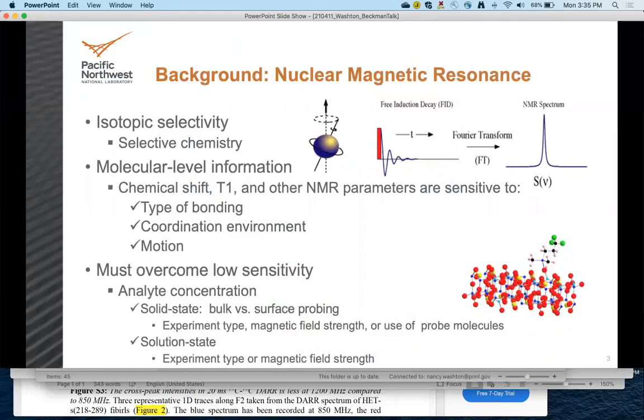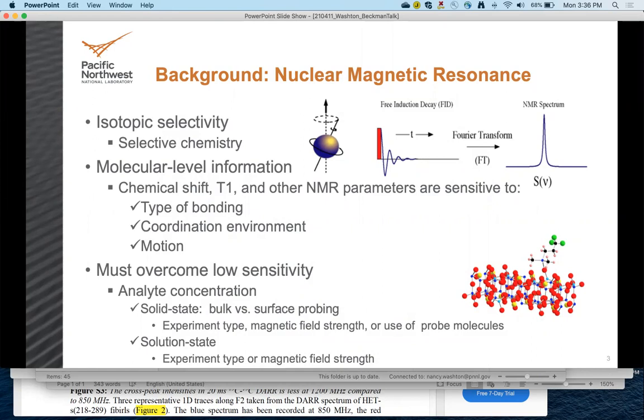Isotopic selectivity allows the experimenter to choose a nucleus of interest and interrogate only that nucleus. Typical examples are carbon-13, proton, silicon-29, and phosphorus-31. The information provided is a type of bonding, for example, nonspecific versus covalent, oxidation state, and coordination environment, such as near neighbor identity.